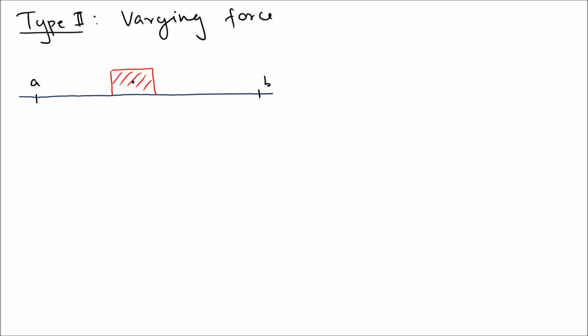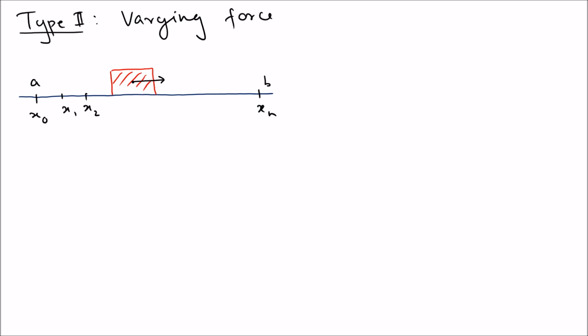But the thing is that in this time the force is changing. It's not a constant force, it's a changing force. So what we're going to do is divide the interval into n parts. So say x0, x1, x2, like that. This is xn. So you're going to divide it into n many parts.